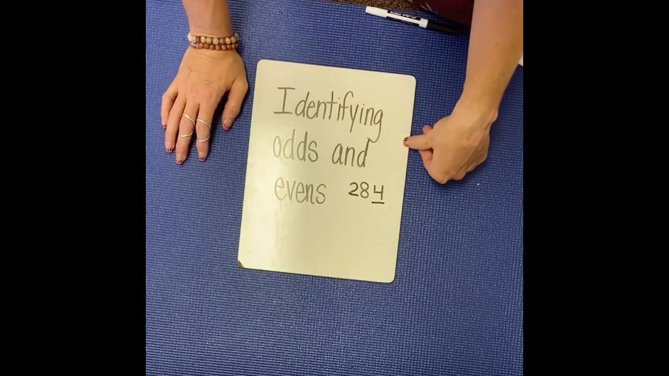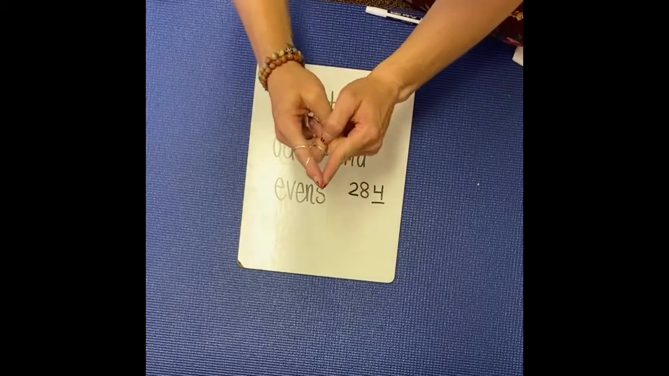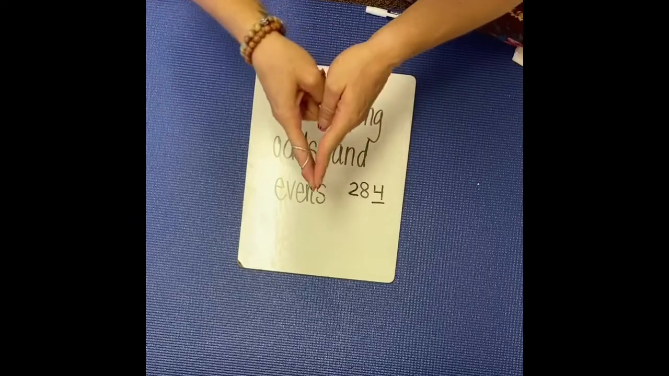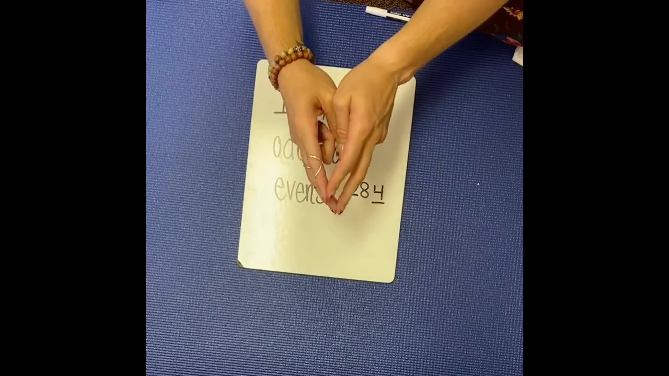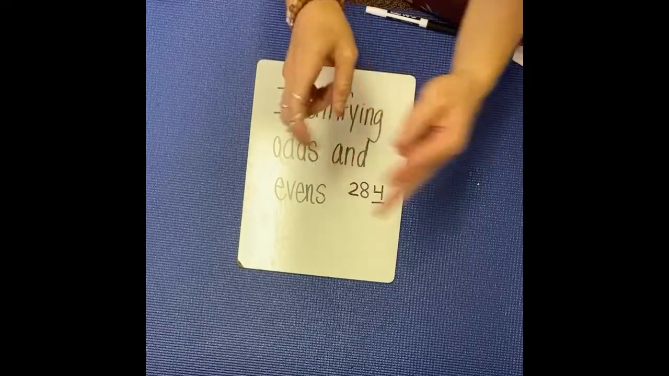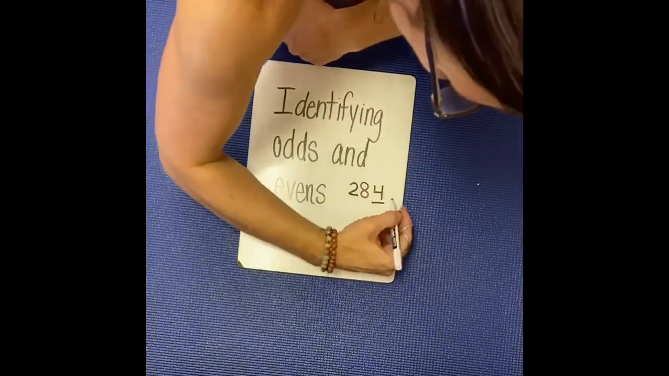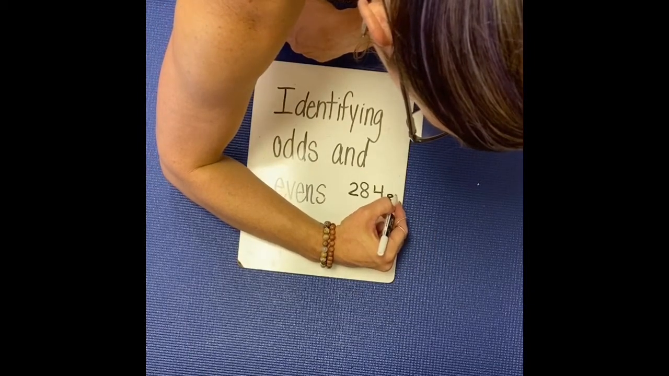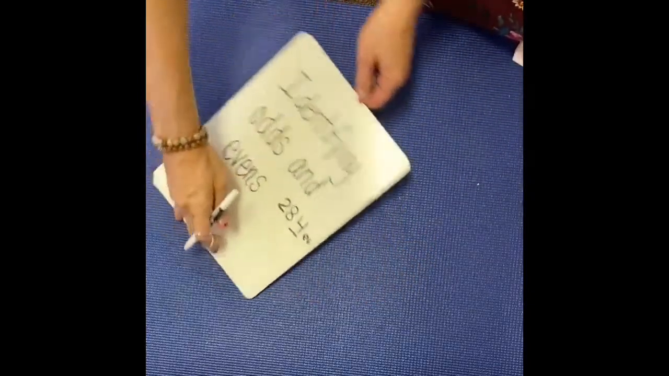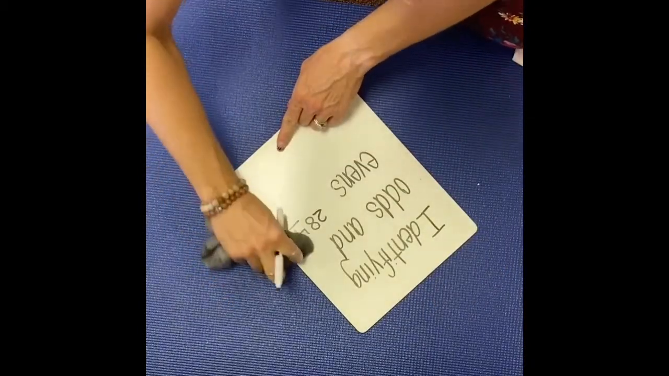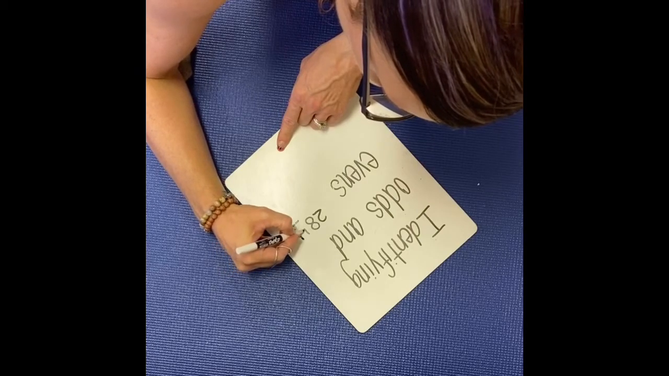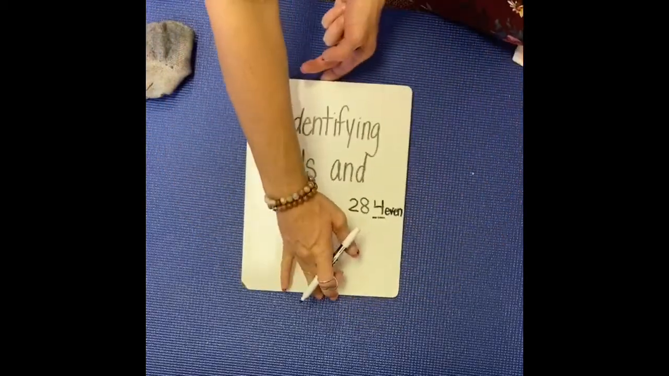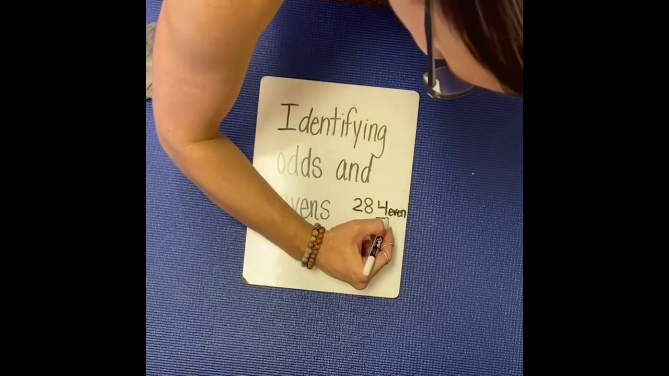So I have a 4. Let's determine if 4 is odd or even. We're going to prove it. 1, 2, 3, 4. 4 is an even number. Dance party. They are all matched up. So 284 is even. Oh boy, I'm gonna have to turn this one around. I made it too tight. Even.